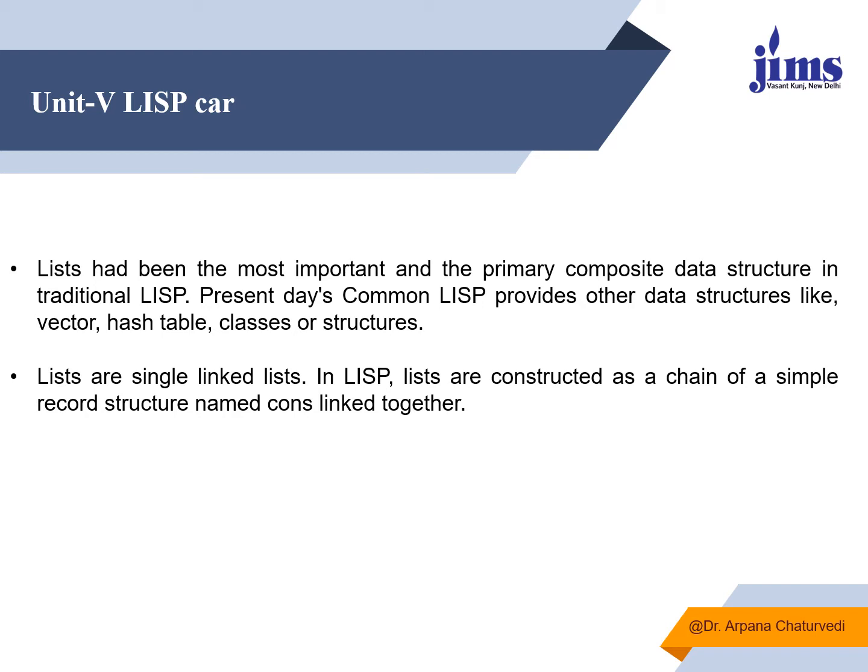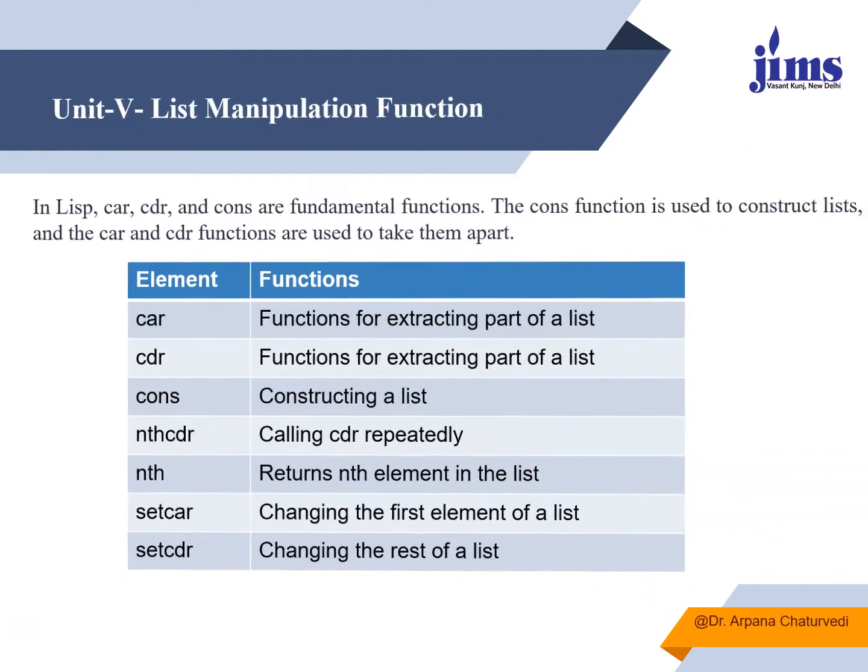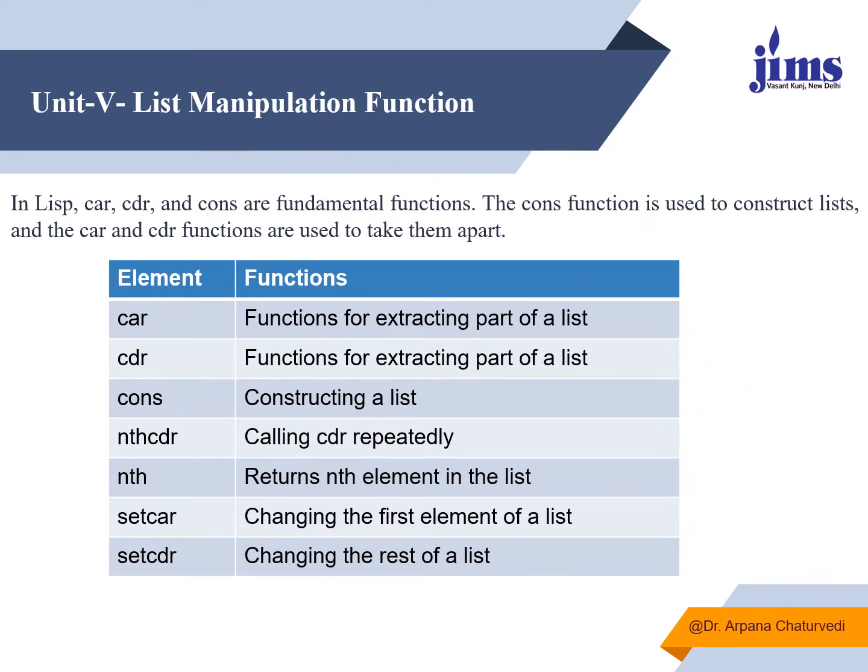So let's start with first, that is list car. Basically, list has been the most important primary composite data structure in traditional Lisp. And in present time, Common Lisp provides other data structures also, like vectors, hash tables, classes, structures. And lists are like a singly linked list. Lists are constructed as a chain of simple record structures named cons linked together.